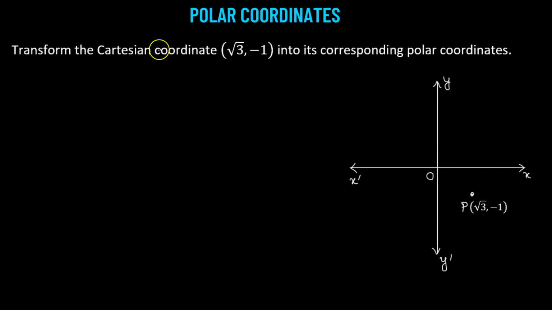In this problem, we need to transform the Cartesian coordinate square root of 3 comma negative 1 into its corresponding polar coordinate. Now let us begin. So here we have our Cartesian plane. Here in the fourth quadrant, we have the point P.